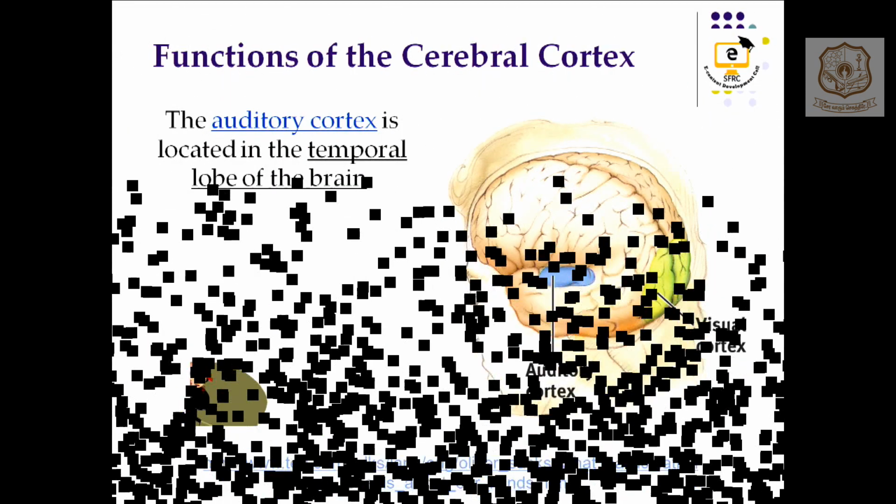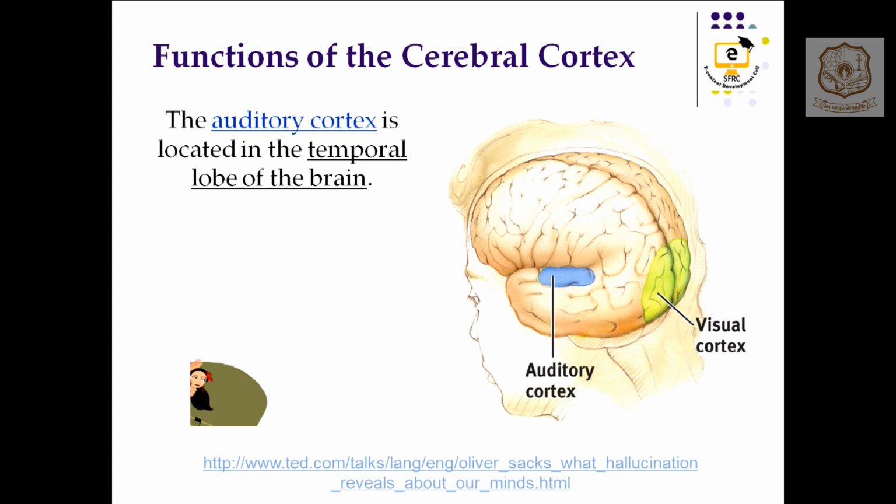Now coming to the auditory cortex. The auditory cortex is located in the temporal lobe of the brain. It is responsible for audition. If you hear something, that is because of your auditory cortex. If I am speaking and you are listening, that is because of the proper functioning of the auditory cortex.